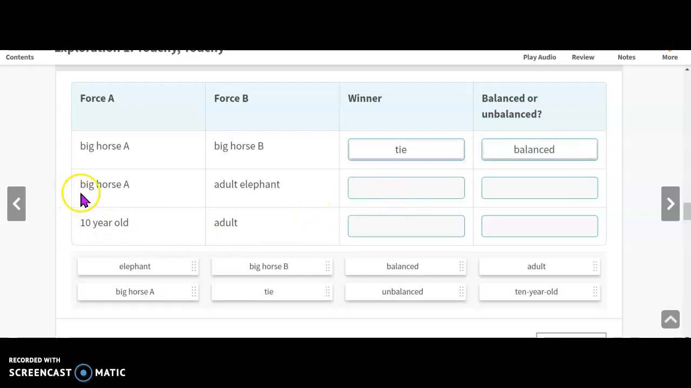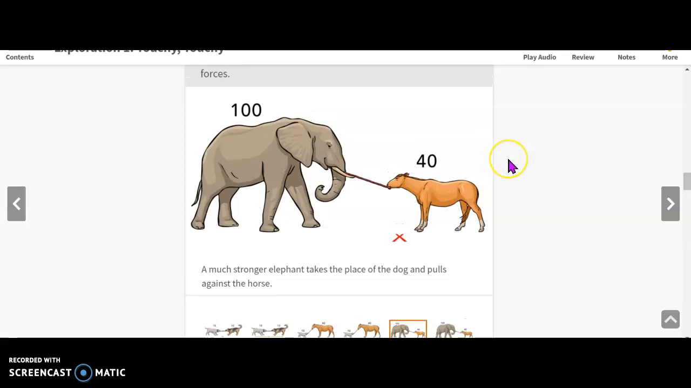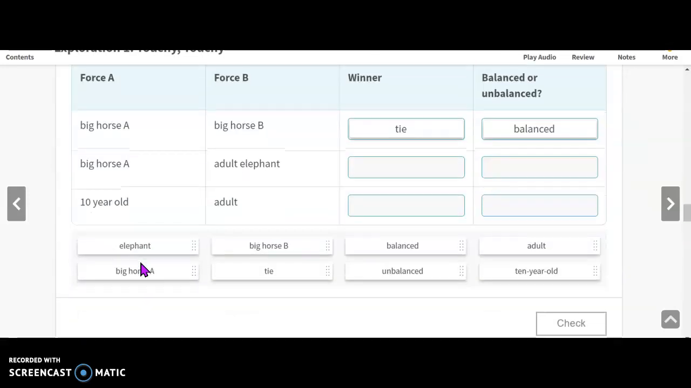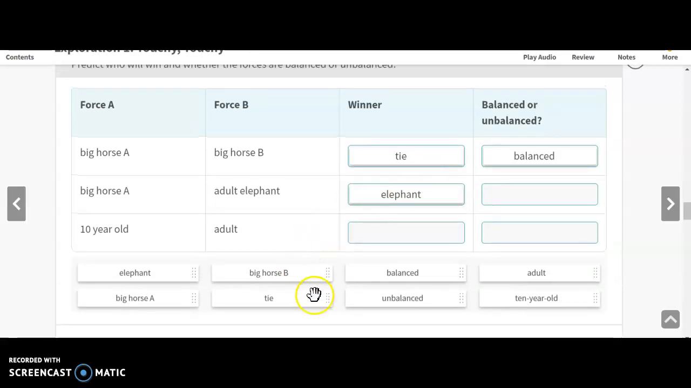Let's think of another one, a big horse and an adult elephant. Well, we had that example right here, a horse and an elephant. The horse is pulling at a 40, the elephant is pulling at 100, so who's going to win? Who's pulling with the stronger force? The elephant. So the elephant is going to be my winner. Now the question is, are the forces balanced or unbalanced? Is the horse and the elephant pulling at the same force? No, so they're unbalanced.